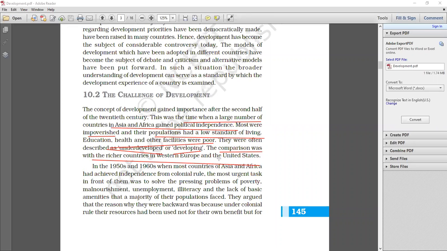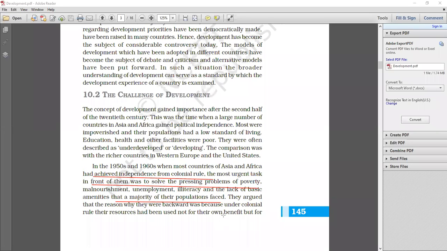So in the 1950s and the 1960s, when most countries of Asia and Africa had achieved independence from colonial rule, the most urgent task in front of them was to solve the pressing problems of poverty, malnourishment, unemployment, illiteracy, and the lack of basic amenities that a majority of their population faced. So for the political parties after achieving independence from colonial rule, what was the urgent task for them to do?